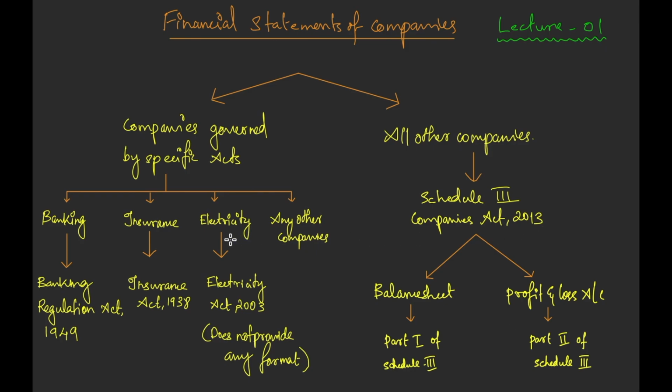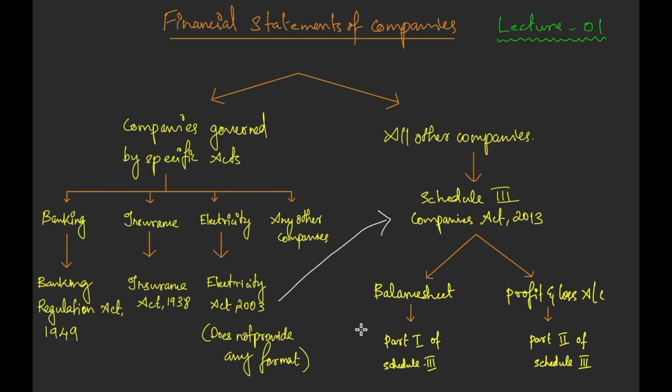In the case of electricity companies, we know that Electricity Act 2003 does not provide any format for preparing financial statements. So what we should do in the case of electricity companies is that we should follow this Schedule 3 of the Companies Act 2013 for the preparation of balance sheet as well as profit and loss account of electricity companies. So electricity companies should follow Schedule 3 of Companies Act 2013. This is because Electricity Act doesn't provide any format for preparation of financial statements.